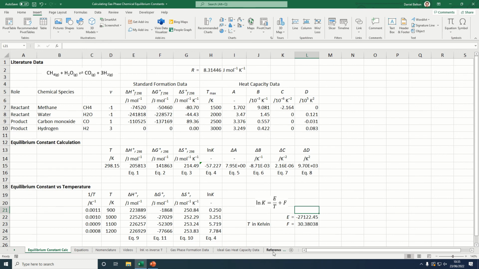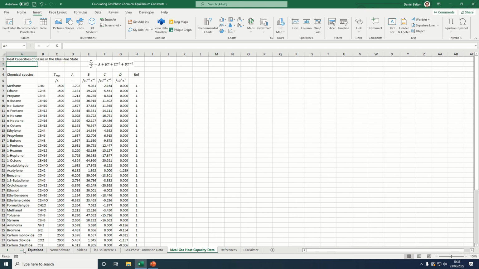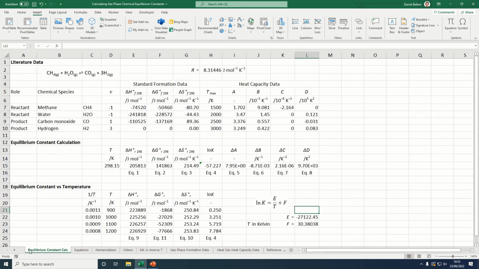Okay, so there's some references to where the various equations and data came from as well, but overall that is a walkthrough of this spreadsheet that can be used to calculate gas phase chemical equilibrium constants.